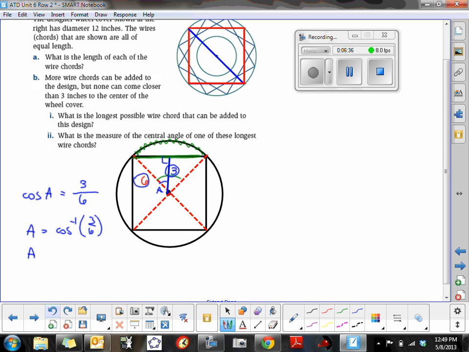If you punch that into your calculator, it should give you 60 degrees if you're in degree mode. If you're not getting that, check your mode, you're probably in radians. So if angle A is 60 degrees, then we want to double it to get the entire central angle, which is 120 degrees. Okay, so that finishes up our problem on the CYU.